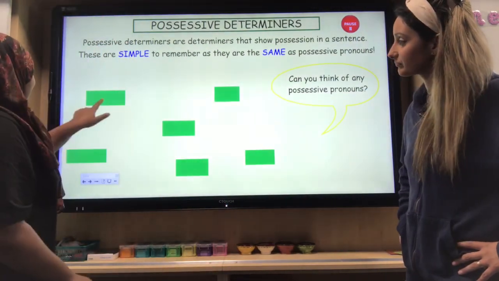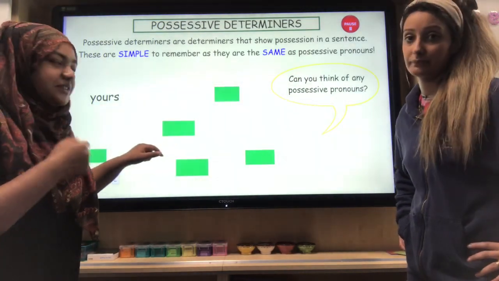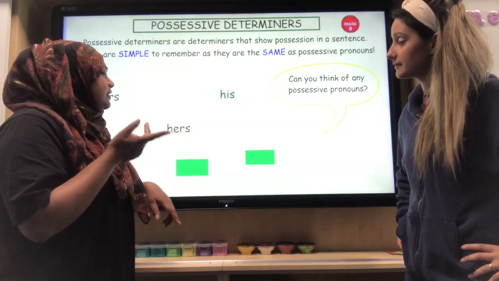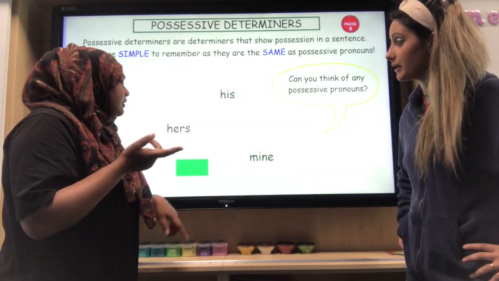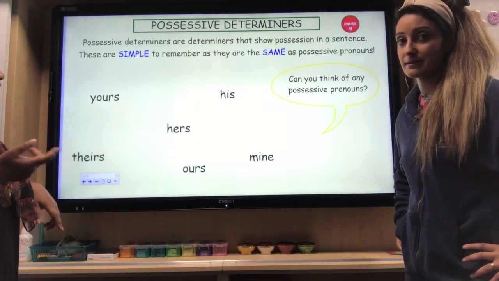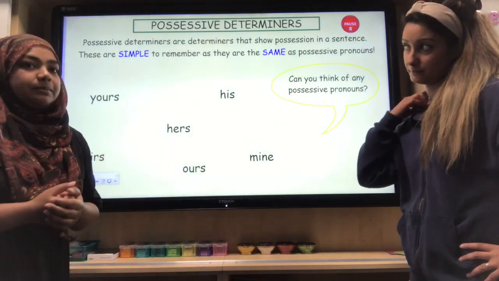Right, I'm going to say it, Mrs. Gale, you're going to say it after me, and children, please say it after Mrs. Gale. Yours, hers, his, mine, ours, theirs. So these are just some of the possessive determiners that we can be using, okay?